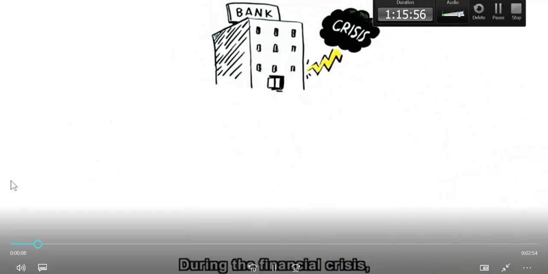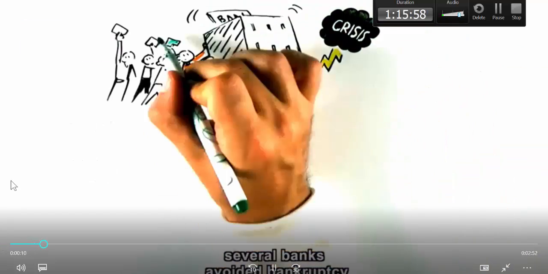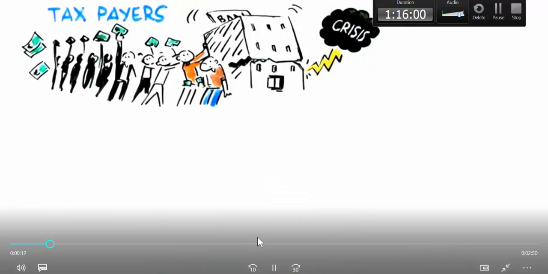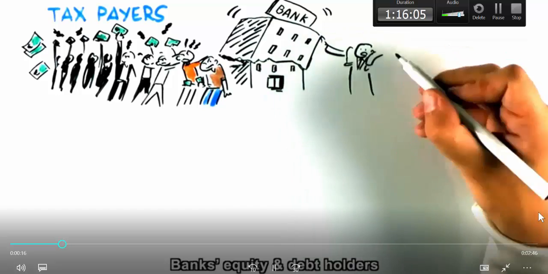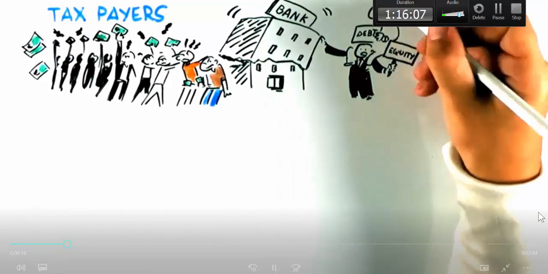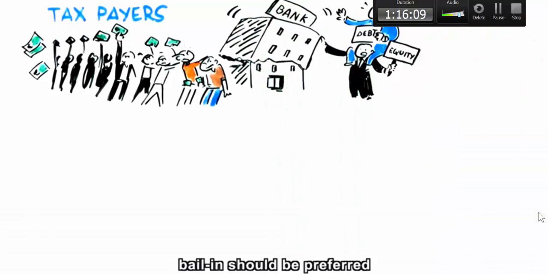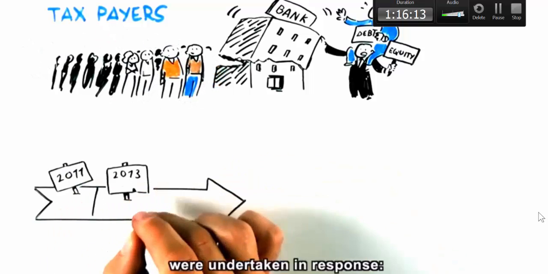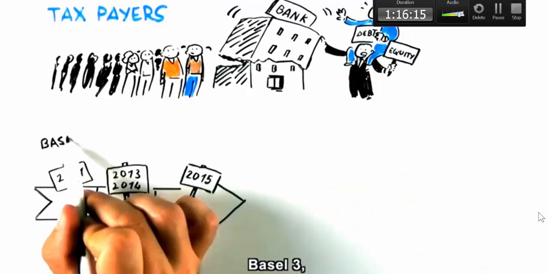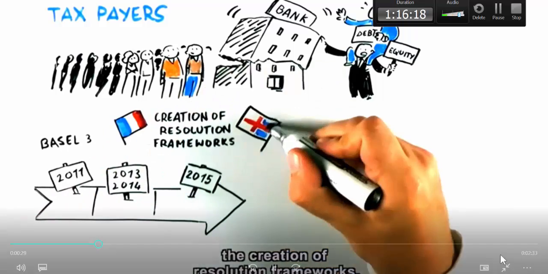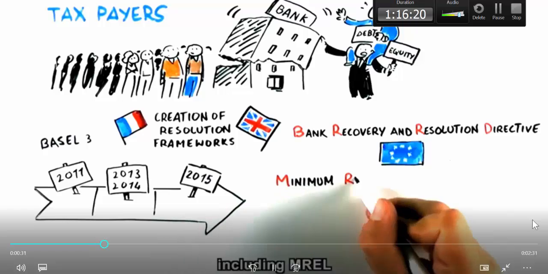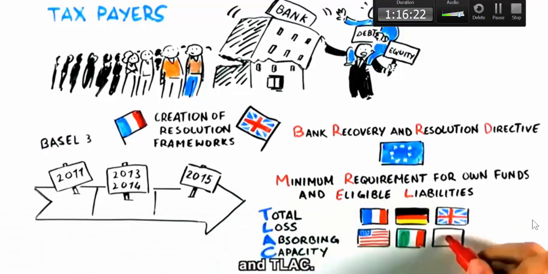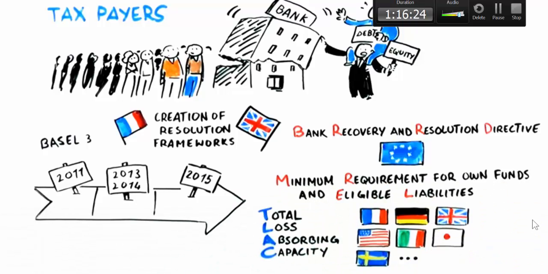During the financial crisis, several banks went bankrupt thanks to state aid. Public opinion found it unfair. Banks, equity and debt holders should bear losses rather than the taxpayer. Bail-in should be preferred to bail-out. Several regulatory initiatives were undertaken in response: Basel III, the creation of resolution frameworks, BRRD, including MREL and TLAC. Okay, that's what we're talking about.